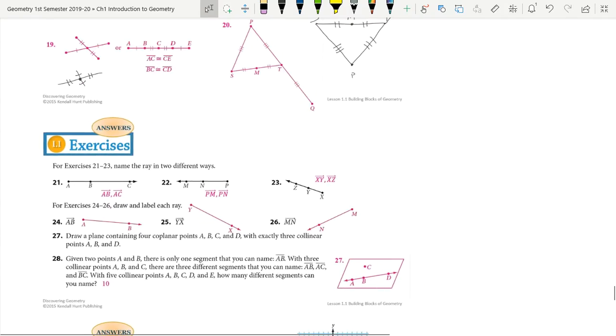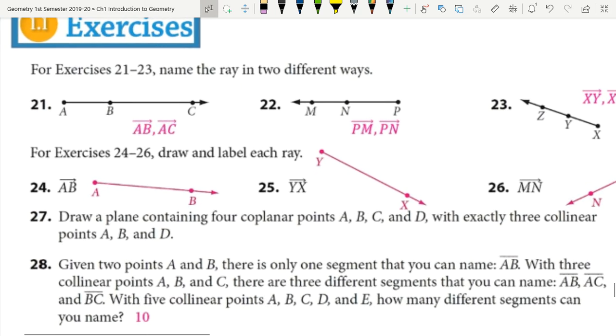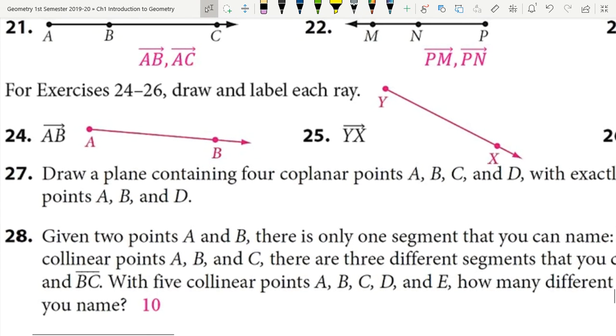Finally, 21 and 24. So in 21, with ray, A is the endpoint, but it can either be AB or AC. Both will refer to the same ray. And then in 24, draw and label each ray. Well, A is the endpoint, so label that point A and put B somewhere to the right of it, and you're done. Okay, that concludes the 1.1 homework.